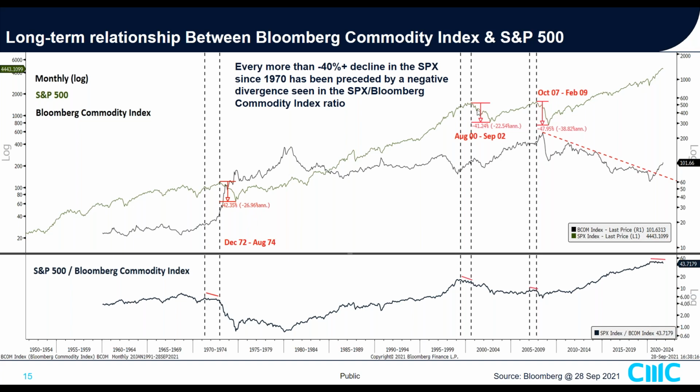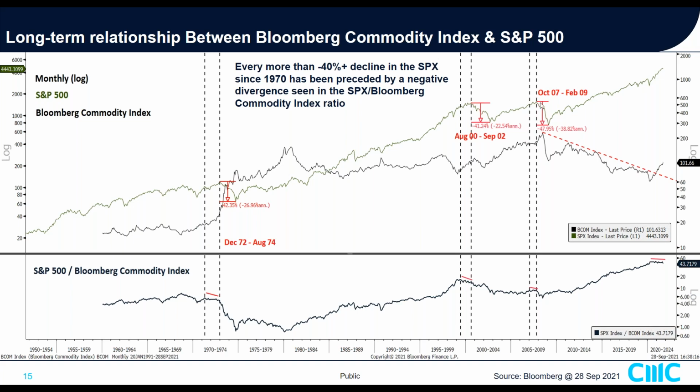It is very similar to the period prior to the dot-com bubble bear market, from August 2000 to September 2002, post the dot-com bubble. You also have to see a divergence on the S&P 500 and Bloomberg Commodity Index.